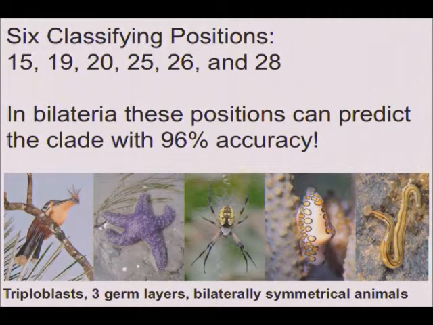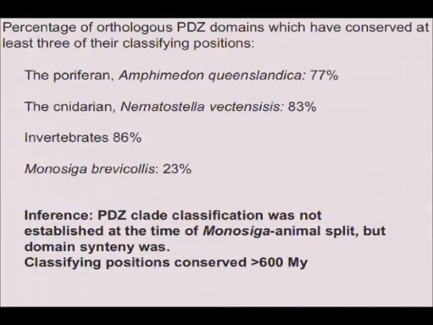These are the 6 classifying positions in bilateria, and they can predict which clade you're in with 96% accuracy, just those 6 positions. And let's see a little bit more about them. So here they are. The next question would be, if they predict the PDZ clades so well in bilateria, how well do they do in sponge and cnidarians?